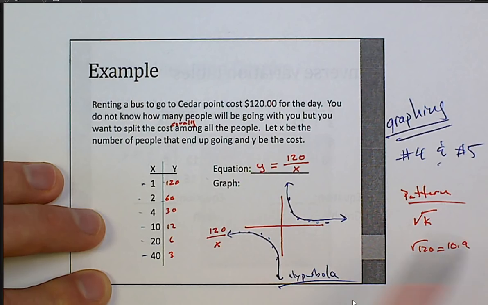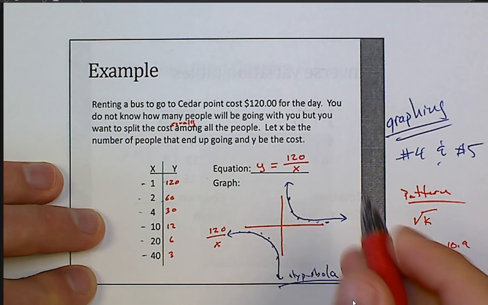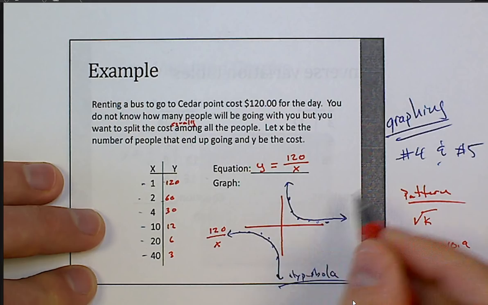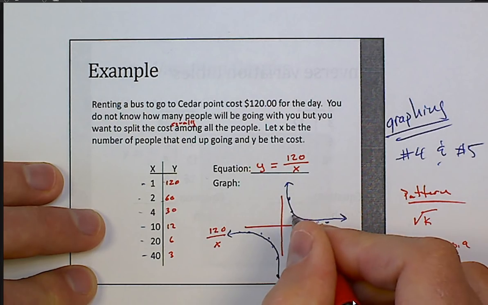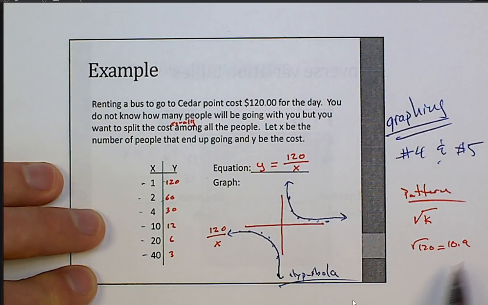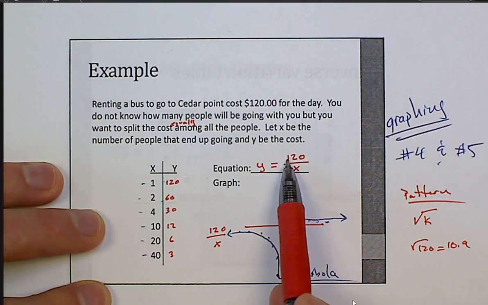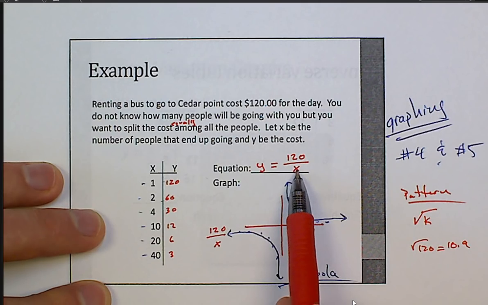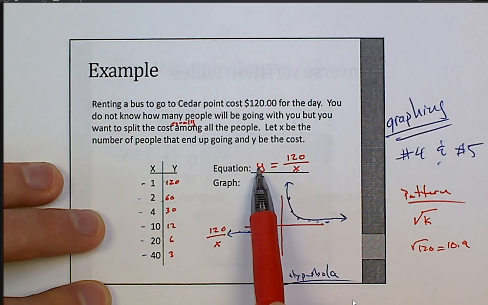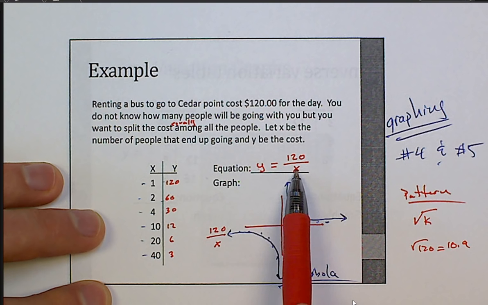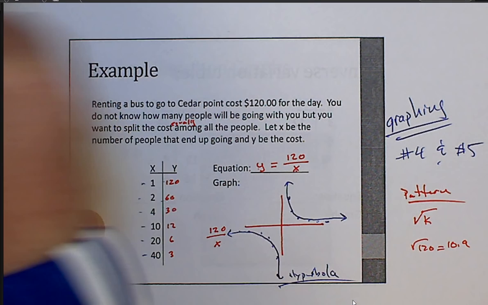When you graph the hyperbola, 10.9 is going to be somewhere in there. What I'm doing is, if you take the square root of 120, you're going to get 10.9 for x and 10.9 for y, right? Because 10.9 times 10.9, I got on my calculator, the square root of 120.